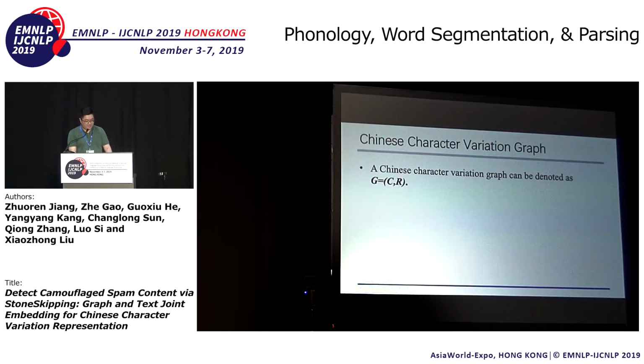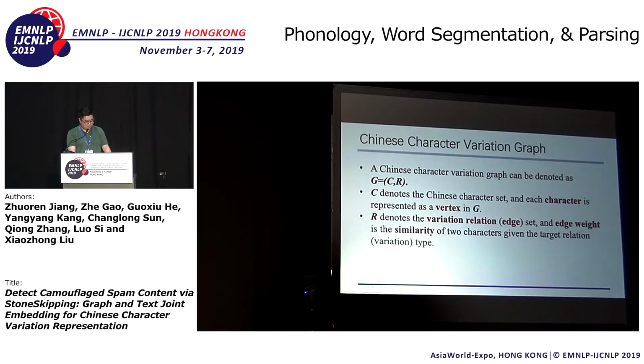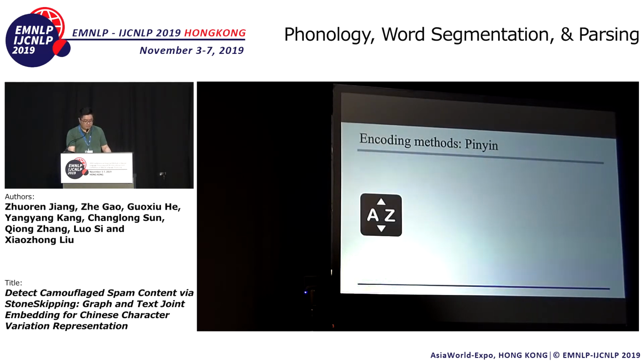We first define the Chinese character variation graph, which can be denoted as two parts. C denotes the Chinese character set, and each character is represented as a vertex in the graph. R is a variation relation set, and the edge weight is the similarity of two characters given the target relation type. To accurately characterize both phonetic and glyph information of Chinese characters, we utilize three different encoding methods.